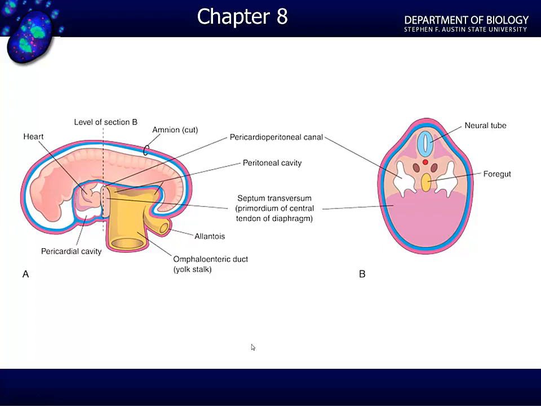So here in our diagram, we can see we've got our pericardial cavity. We have our peritoneal cavity. It's going to be in this region. Here's our narrowed pericardio-peritoneal canal, and this is the part that we're going to be closing off as we look at it in cross-section and in sagittal section.